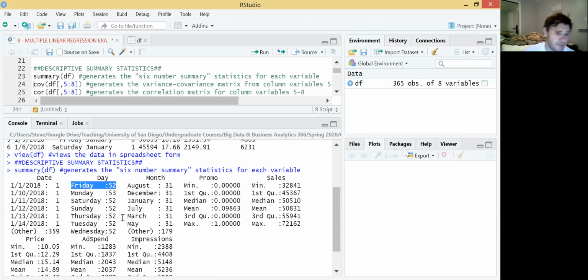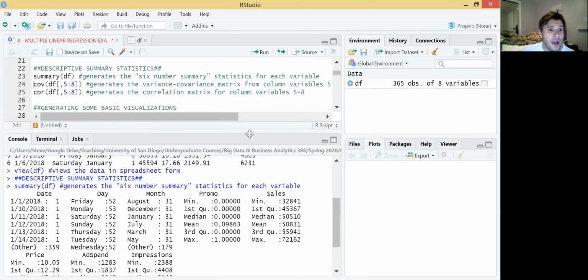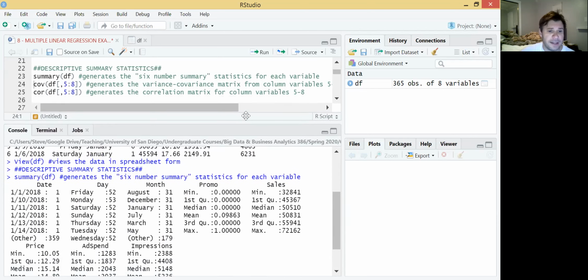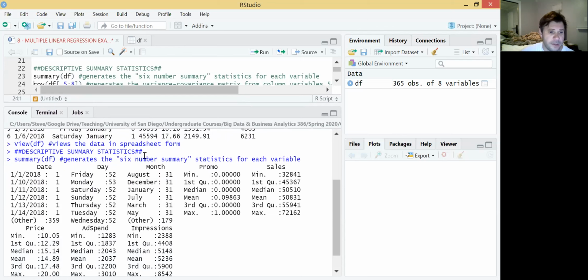And that makes sense. There's 52 weeks in the year in general. You'll notice Monday occurs an extra time, and you can think about why that's the case for any particular year. The other thing that's important to look at is not just this general summary of how these variables are distributed.